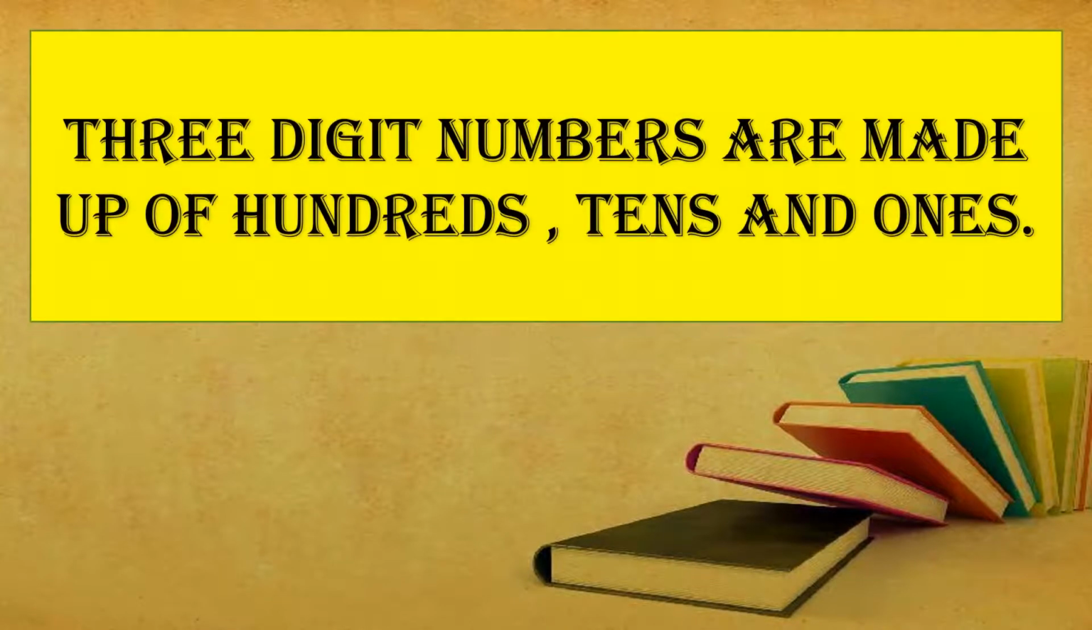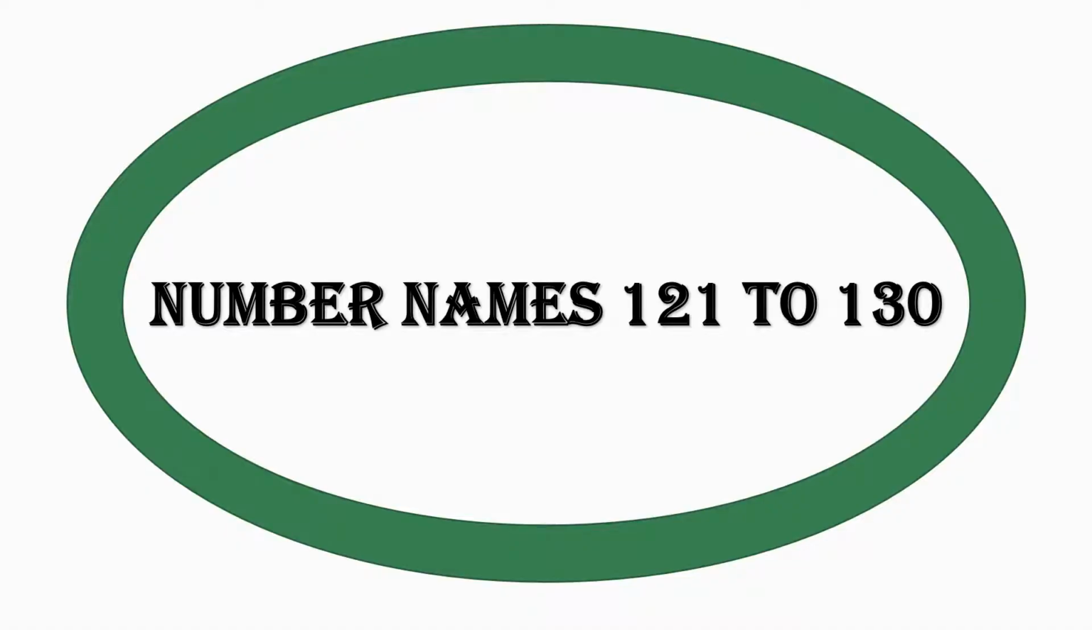Three-digit numbers are made up of hundreds, tens and ones. This is all the things we already learned in the previous topic. Let's start our new topic. So children, today our topic name is number names 121 to 130.